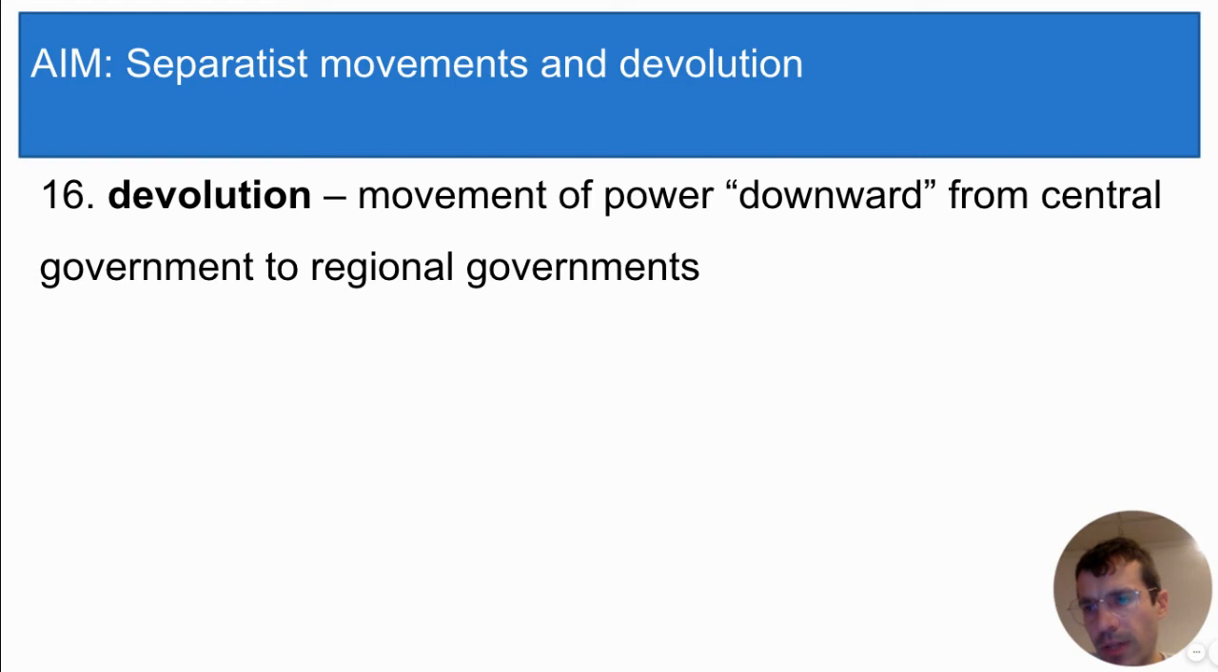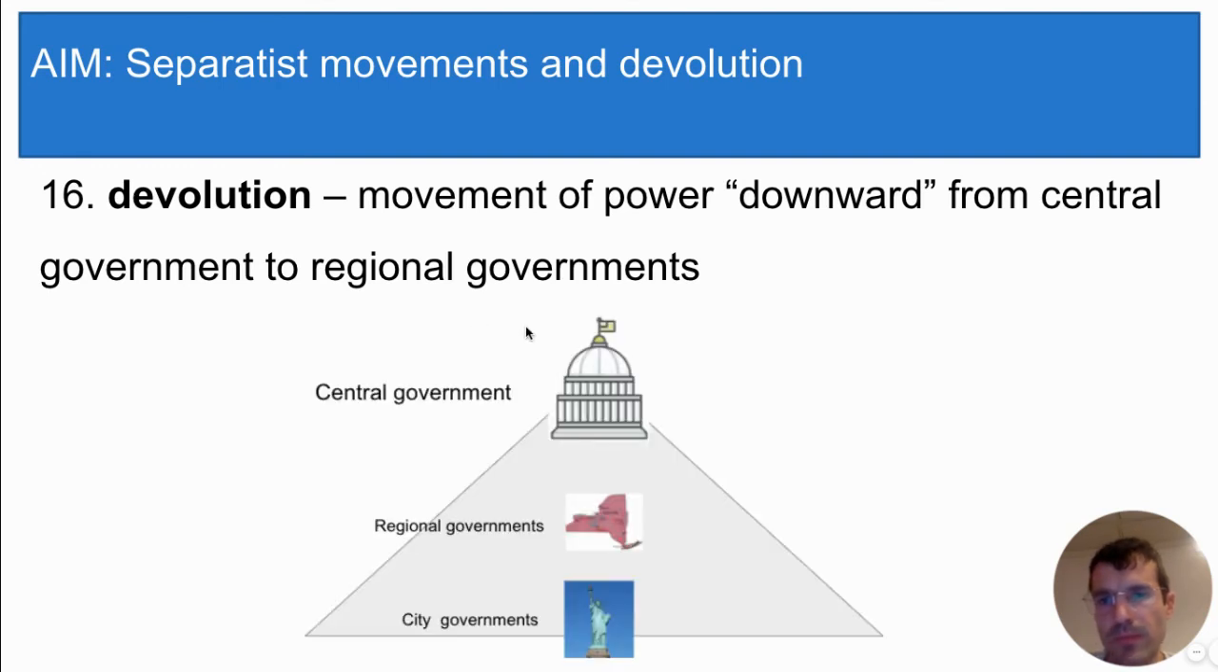Again, this can only happen in a federal state where power is shared between the central government and the regional governments. Take a look at this picture, which shows a hierarchy of power within a state. I'm using these symbols of US government because I think you'll recognize them more easily, but when we discuss separatist movements and devolution, we won't actually be talking about the United States.